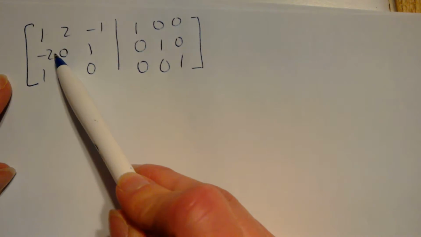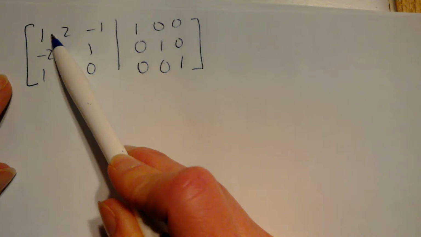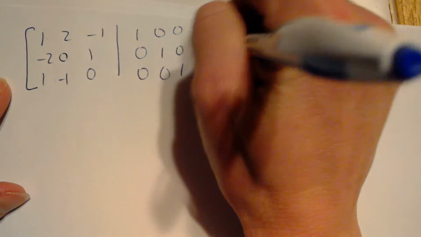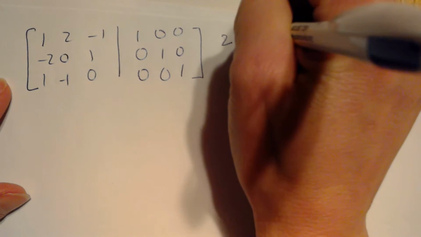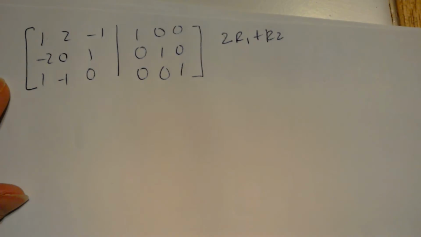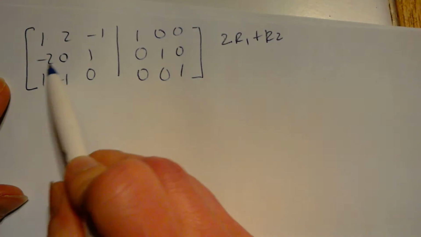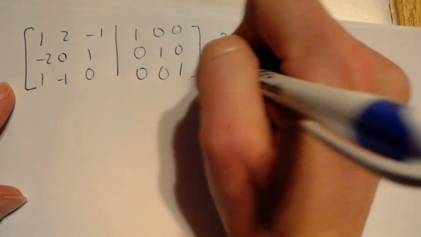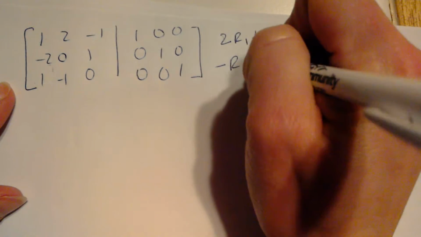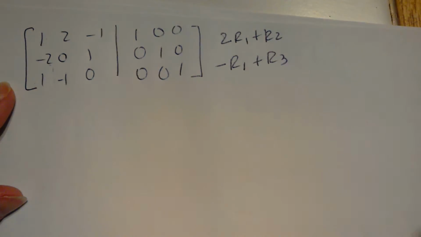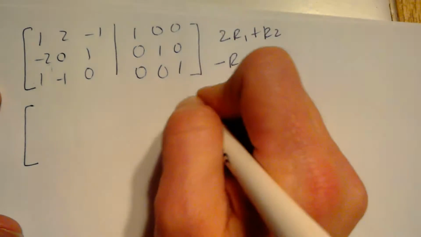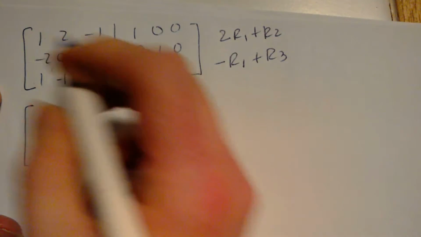So to make this one a 0, I'm going to multiply this top row by 2 and add it. So I'm going to say 2 times row 1 and add it to row 2. Okay, now to get this one to be a 0, I'm just going to multiply this top row by negative. So I'm going to say negative row 1 plus row 3. Okay, so I'm going to do that to everything, all the way across. So we're going to leave the first row alone.